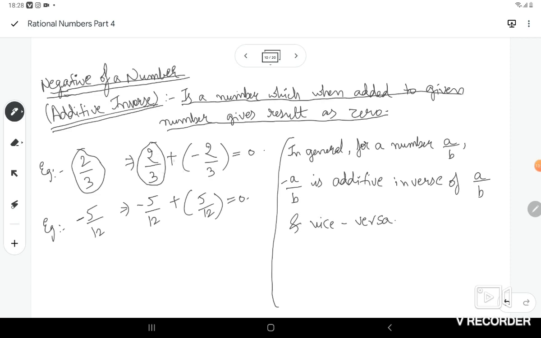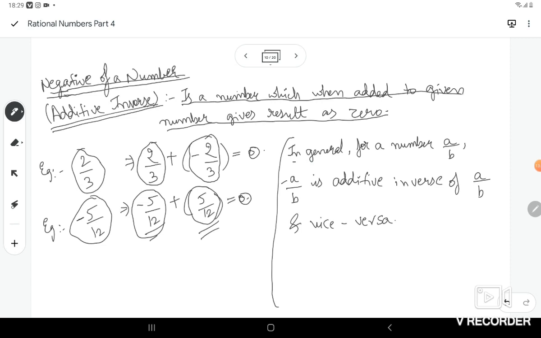So we add 2 by 3 plus -2 by 3. So the additive inverse of 2 by 3 comes out to be -2 by 3, such that the sum comes out to be equal to 0. Similarly, let us consider another example, that is -5 by 12. On adding -5 by 12 with plus 5 by 12, again we get the sum as equal to 0. So the additive inverse or negative of -5 by 12 comes out to be +5 by 12.